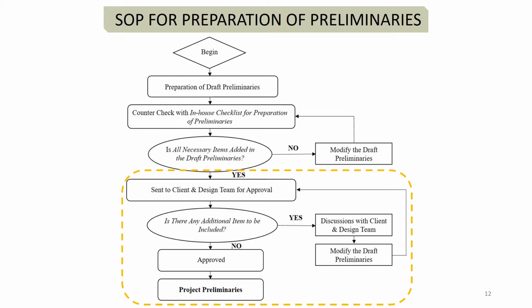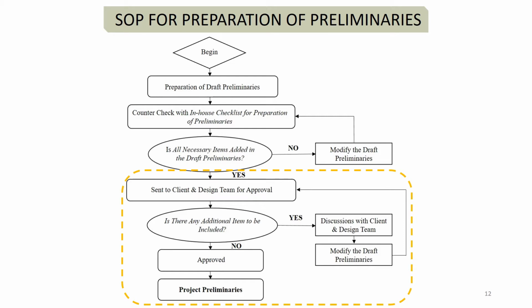After the draft preliminaries have been submitted to the client and design team, there will be a final checking by them on any additional items to be included. If there are additional items to be included, the QS consultant will hold a discussion with them to further amend and modify the preliminaries until satisfaction as shown in the slide. Diversely, if there aren't any additional items to be included, the draft preliminaries will be approved and proceed as the project preliminaries.